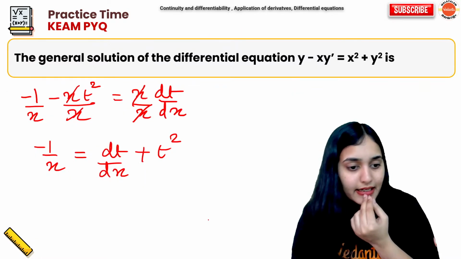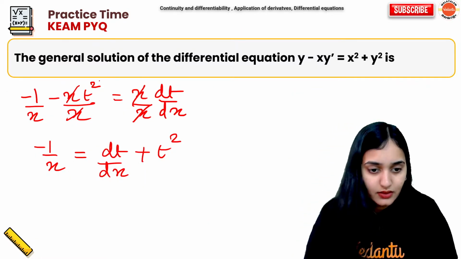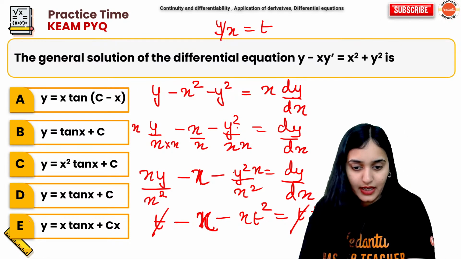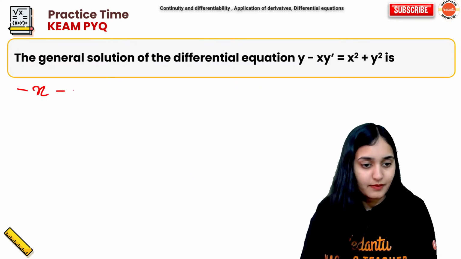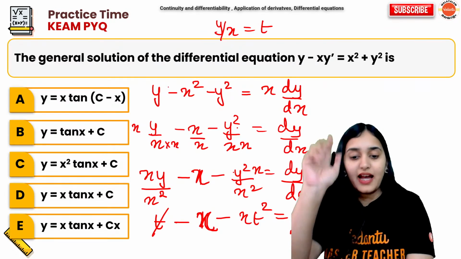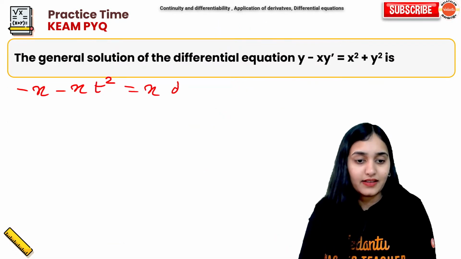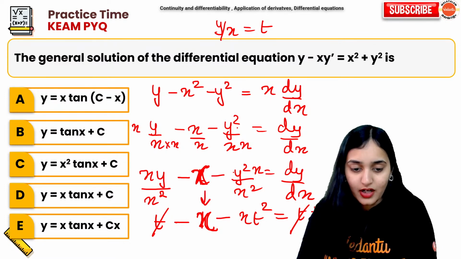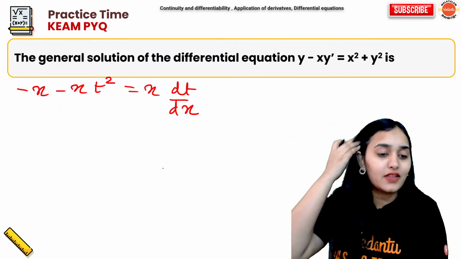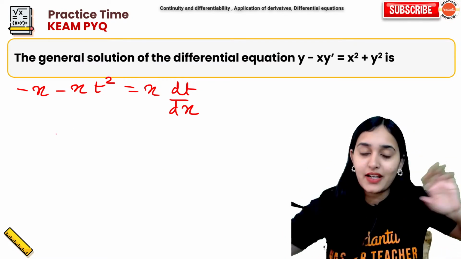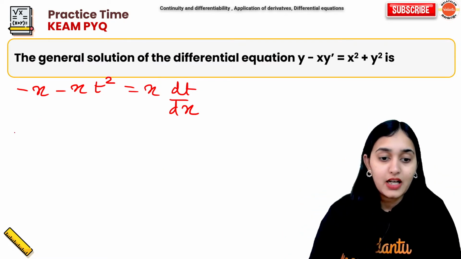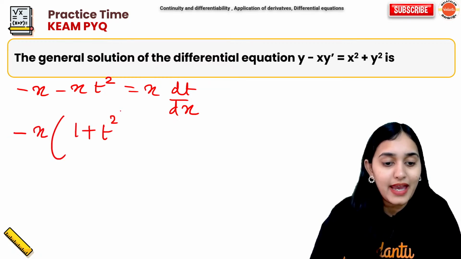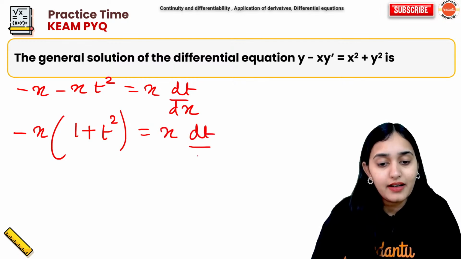This is the mistake. So again, all right. So we have here minus x t square. Yeah, that is the mistake. Now we get x dt by dx. So I have written here x, but I forgot to bring it down. So I wrote 1, that's why the variables were not getting separated. But now we can separate it. So minus x separated, it becomes 1 plus t square equals x dt by dx.